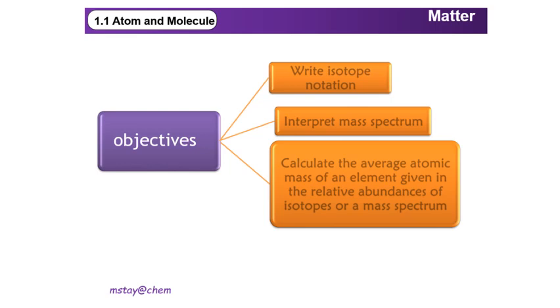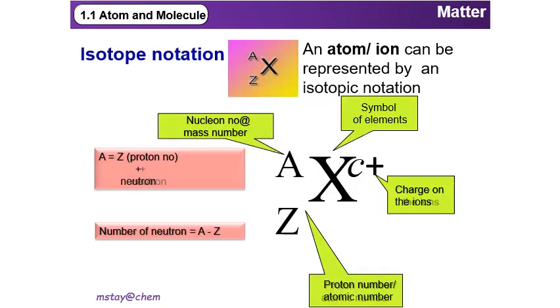So in this video, we're going to start with how to write isotope notation. There is some information that you can get from isotope notation. First, the symbol of the element, which is represented by the X in this case.